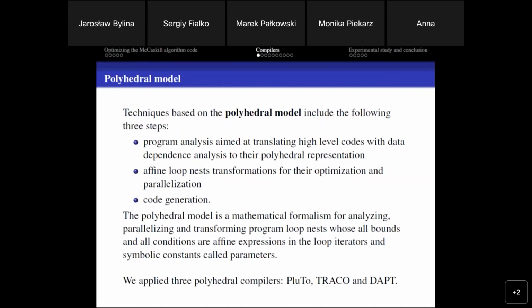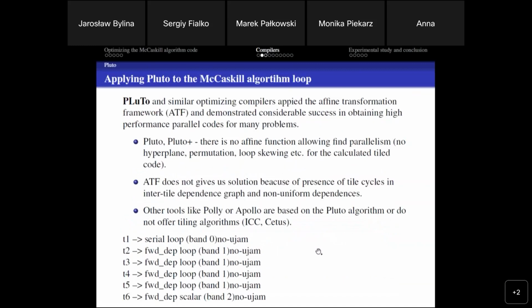Then we also apply tiling and check that this is correct using the ISL libraries, and using also this library to generate code automatically. And we add only the parallel pragma omp parallel for macro to the output code. Okay, so we applied 3 polyhedral compilers to check that our new tiling strategy is efficient. Maybe I start with Pluto.